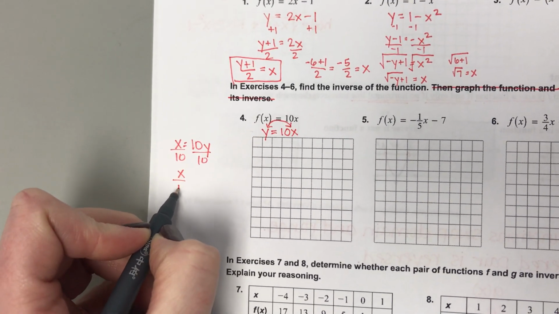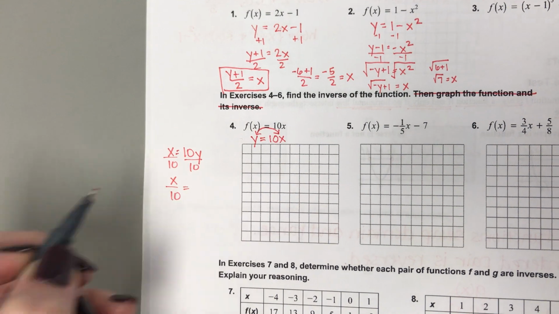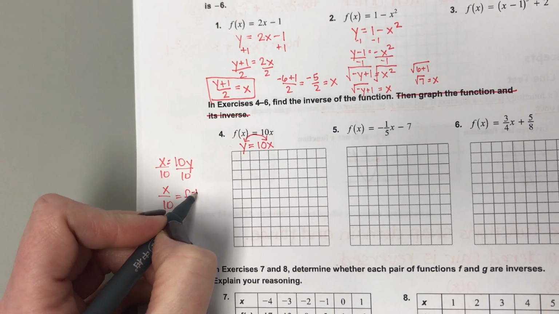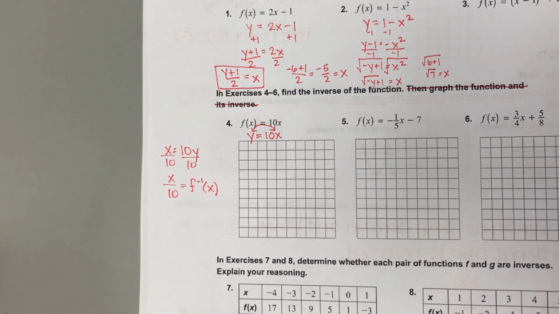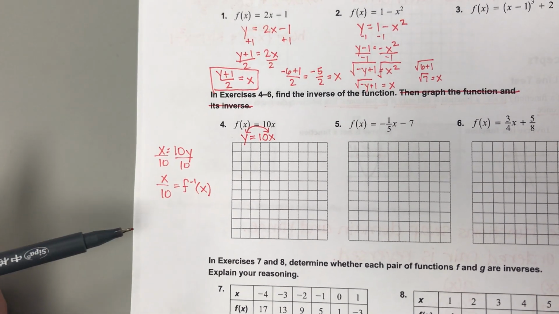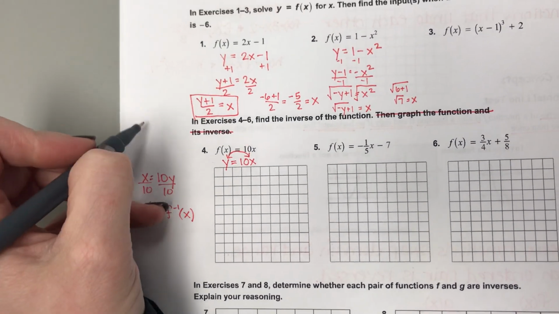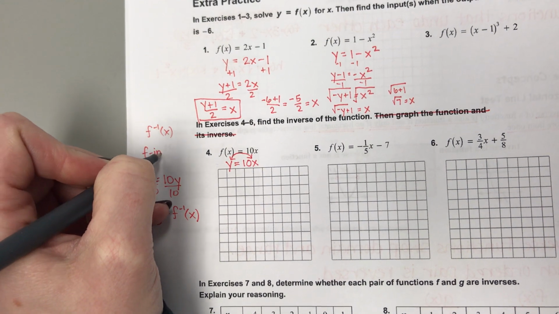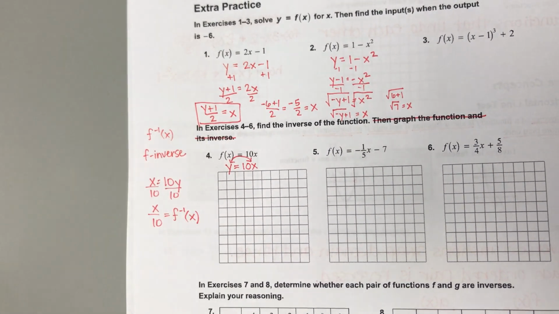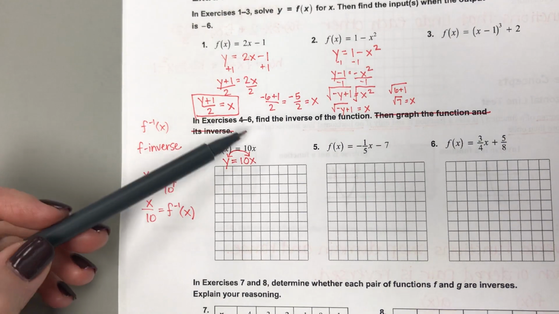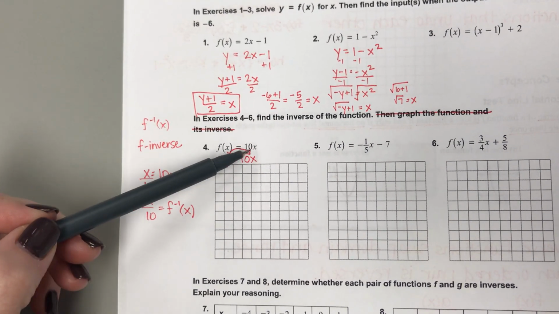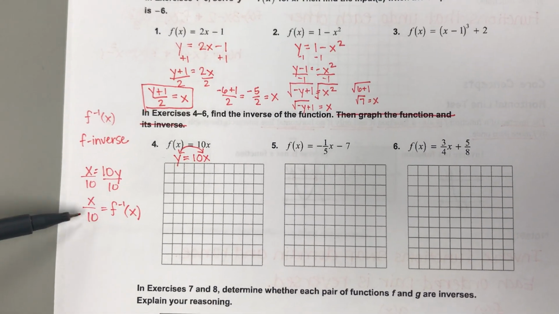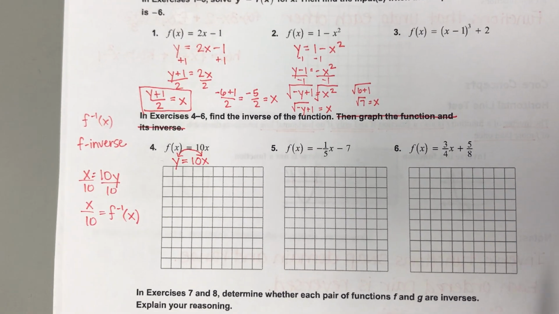So x over 10 equals y, except it's not really y, nor is it f of x anymore. Instead, it's f inverse, which we write this way. We put that little negative 1 power, essentially, and this is read as f inverse. So I'm going to write that up here. Notice this is to be expected. My original function was 10 times x, which is just one operation, and my new inverse function is x divided by 10, so that makes sense.